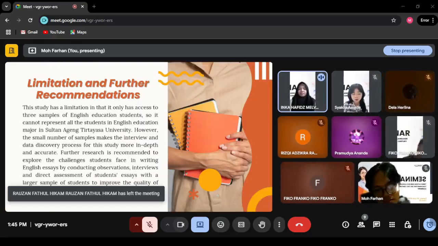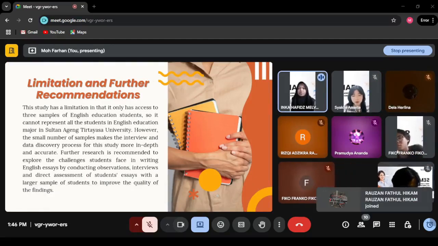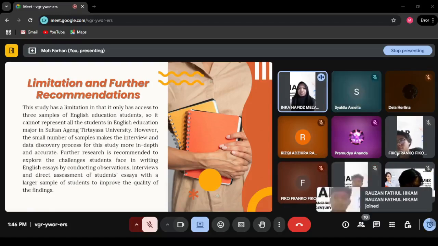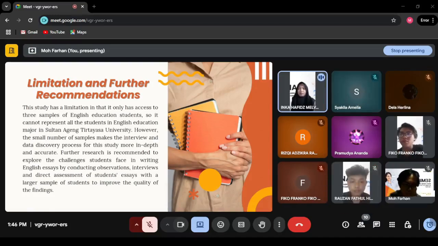For the limitation and recommendation, the study has a limitation in that it only had access to a sample of English education students, so it cannot represent all students. However, the small number in the sample makes the interview and data discovery process in the study more in-depth and accurate. Further research is recommended to explore the challenges students face in writing essays by conducting observation, interviews, and direct assessment of student essays with a larger sample of students to improve the quality of findings.